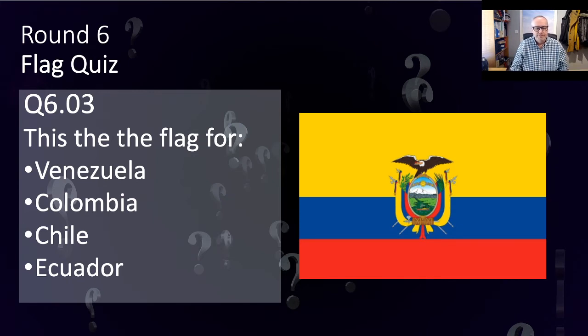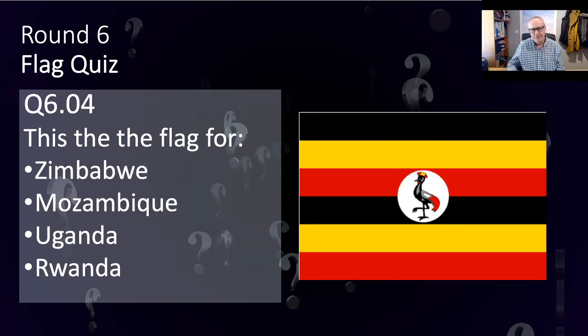Flag number 3. Is this the flag for Venezuela, Colombia, Chile or Ecuador? For any of you well travelled out there, hopefully this will be not as hard as it will be for those less travelled. Question number 4. This is the flag for Zimbabwe, Mozambique, Uganda or Rwanda? But which is it?